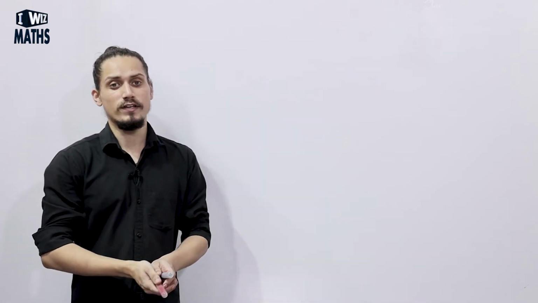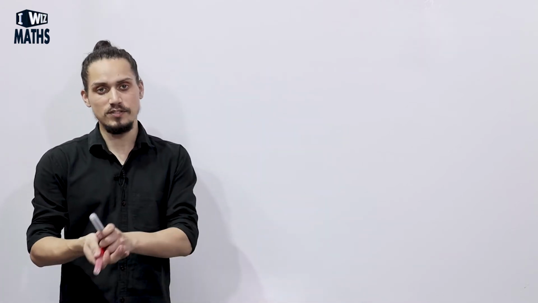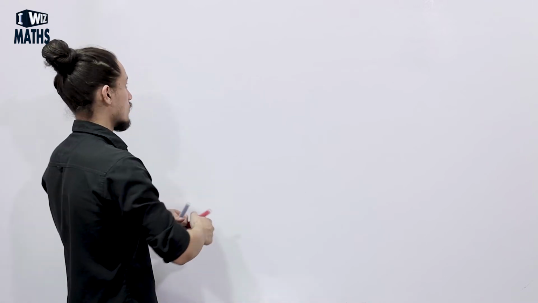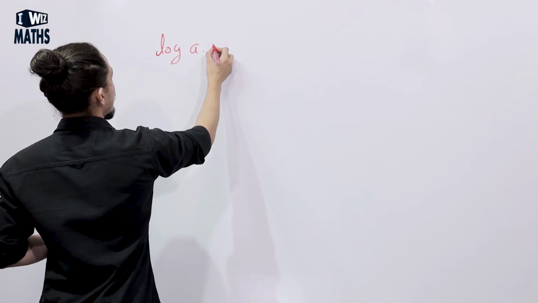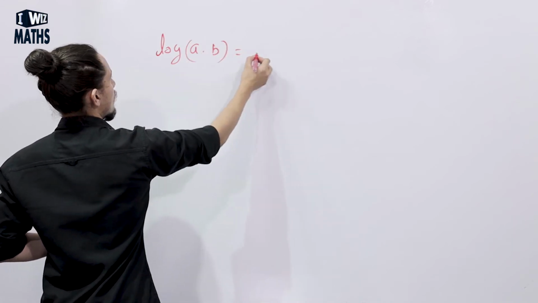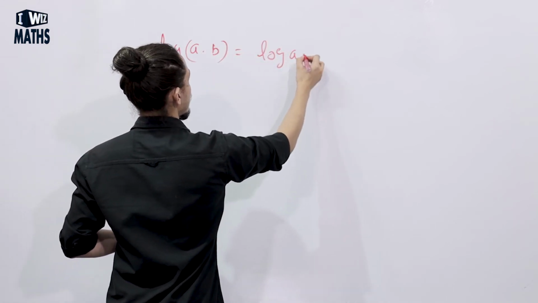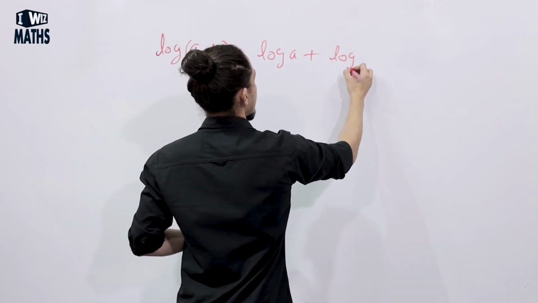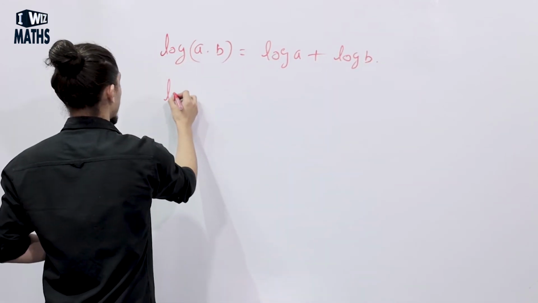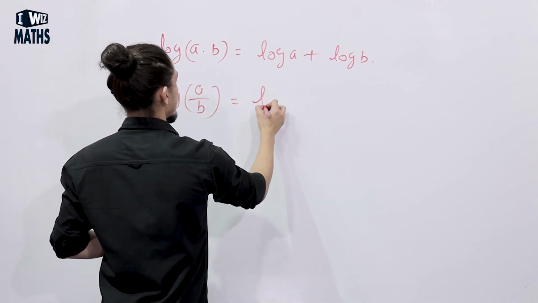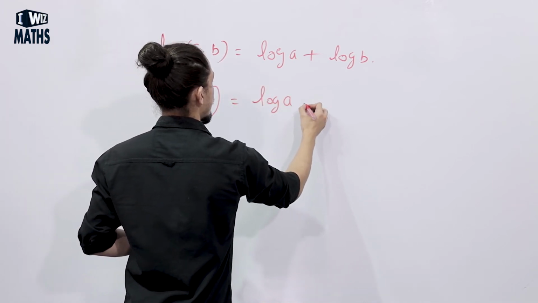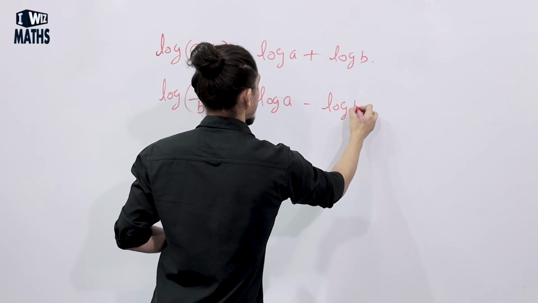Now before solving some other example, let's look at some expressions regarding logarithmic functions. So log of two functions in multiplication becomes log of first plus log of second, and log of two functions in division becomes log of first minus log of second.